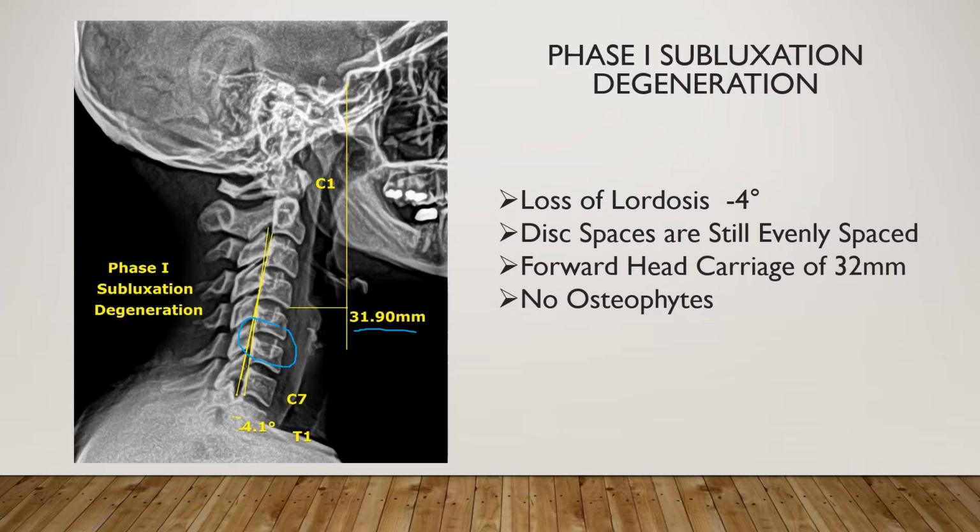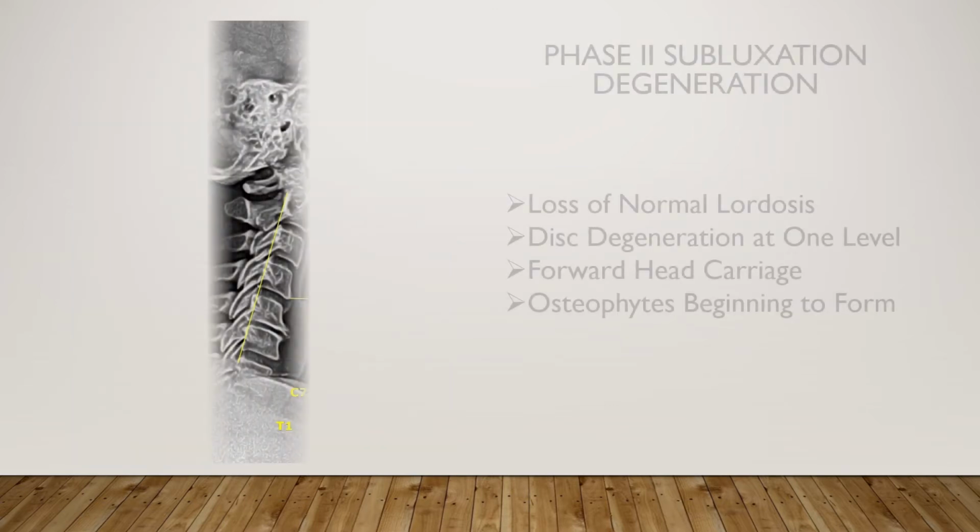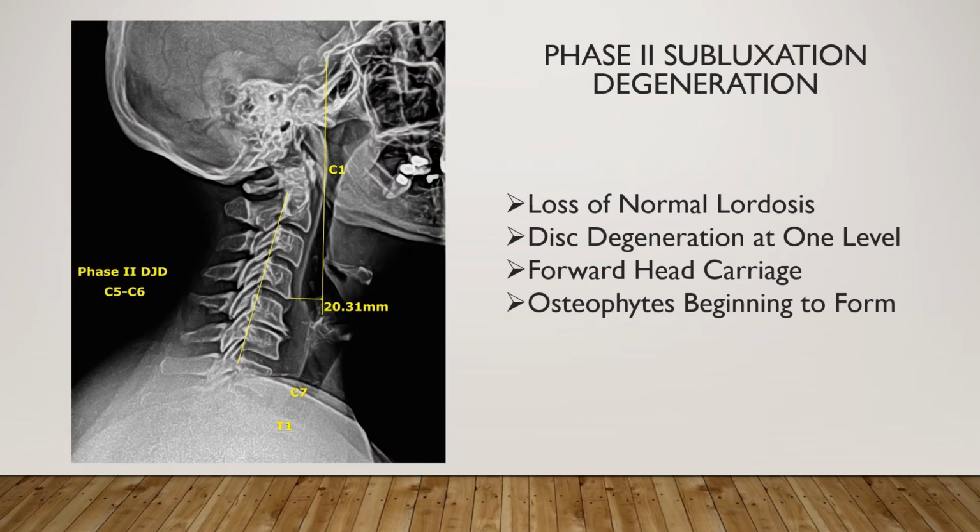Over time, though, just like that wheel being out of alignment on your car causing the tire to wear away, these discs can wear out. The next view is phase 2 of subluxation degeneration, which maybe 5 or 10 years later, we'll start to see signs of degeneration. Again, we notice a straightening of the curve in the neck and the forward head carriage, but in this area right here at the C5, C6 region, we are seeing decreased disc space between the vertebrae and lipping and spurring on the edge of the vertebrae. This is an indication of osteoarthritis or degenerative joint disease within the spine.